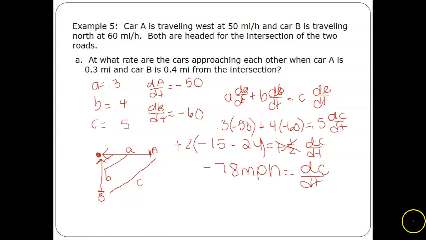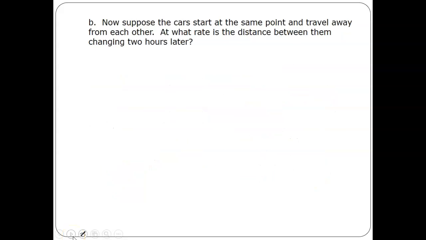Okay, part B. Now suppose the cars start at the same point, which is what I was getting at, and travel away from each other. At what rate is the distance between them changing 2 hours later? So they're starting at the same point. Car B is still going north. Car A is still going west. What's the distance between them changing at?